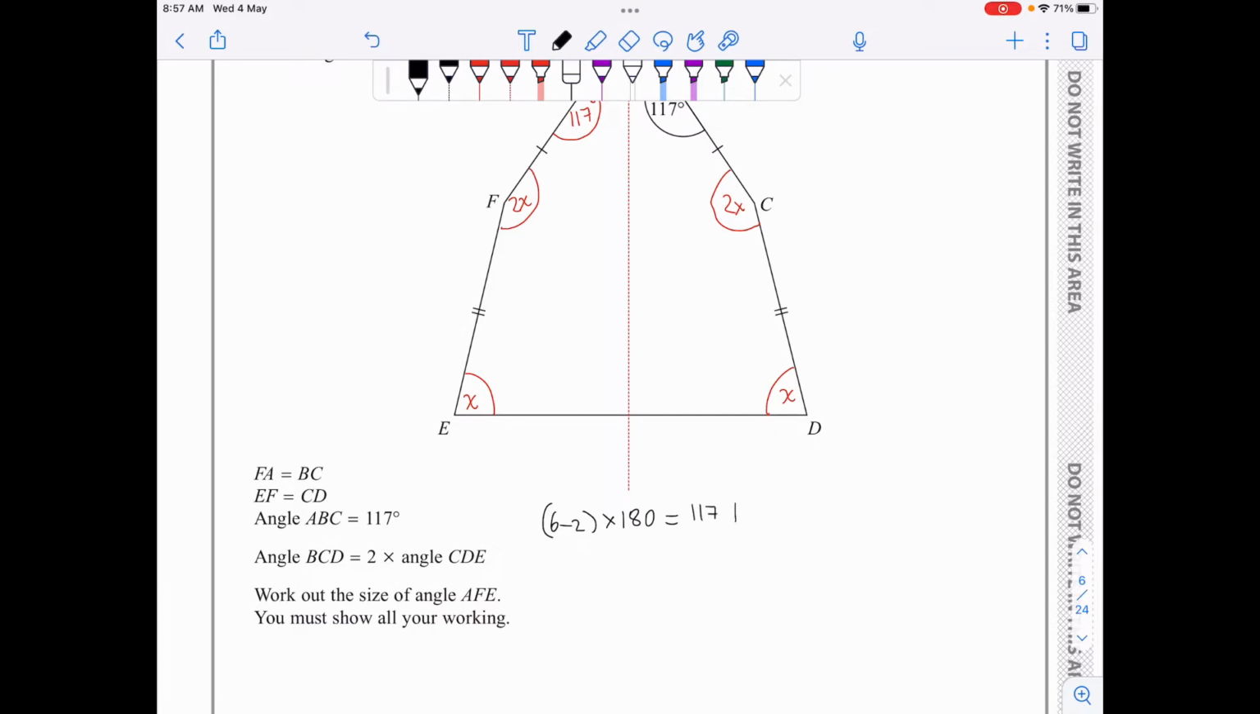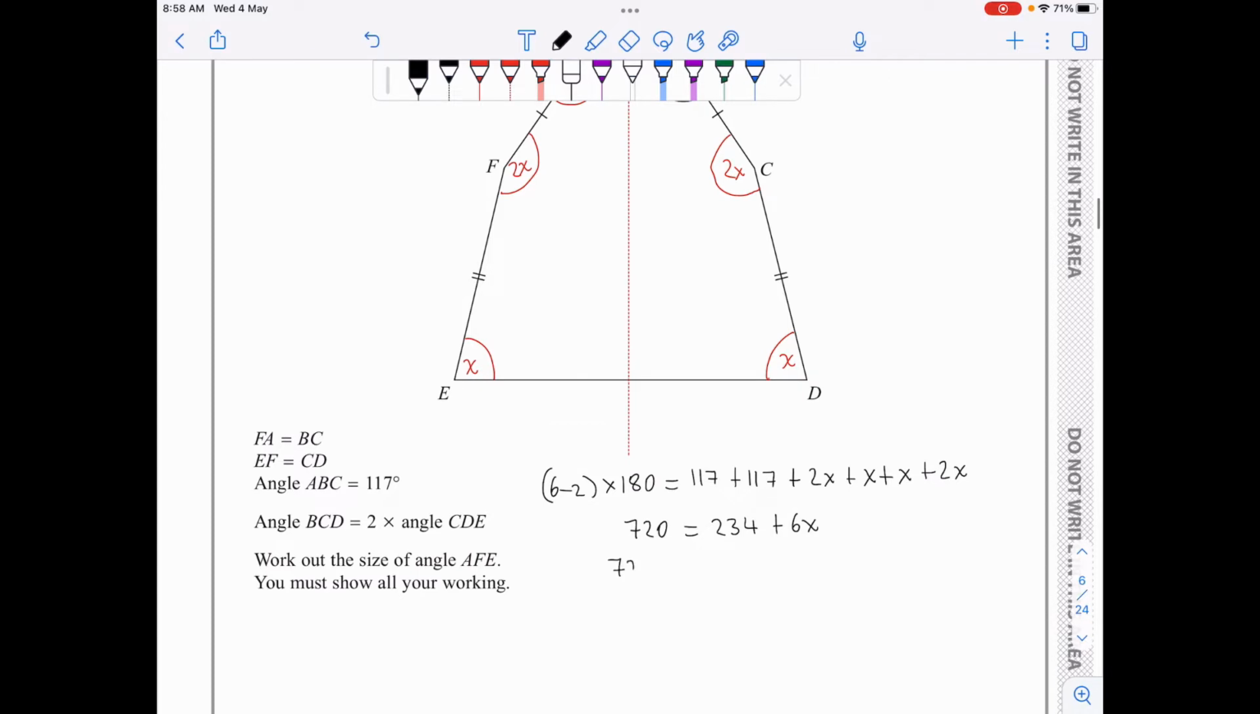It's 117 plus 117 plus 2x plus x plus x plus 2x. It's always a good idea to check that you've got 6 angles, so 2, 4, 6. So everything seems to be there. 4 times 180 is 720, and on the right-hand side, 117 and 117 is 234 plus 6x. And I'm going to do 720 minus 234 is 6x, leading to 486 is 6x.